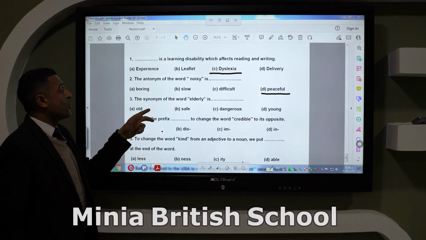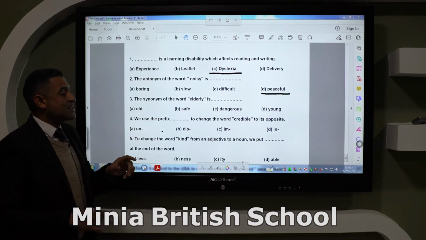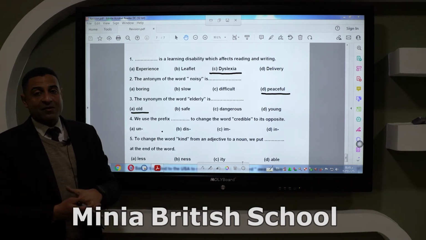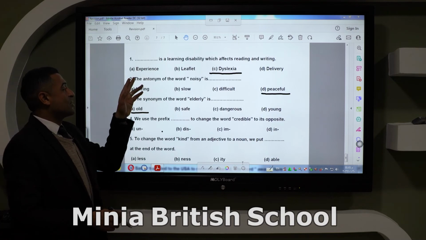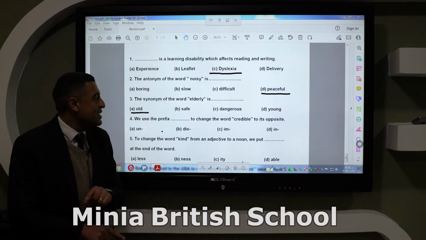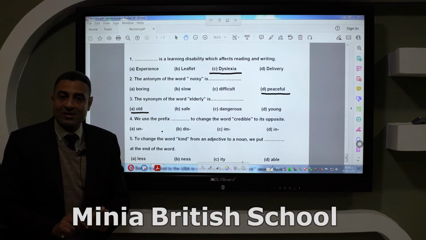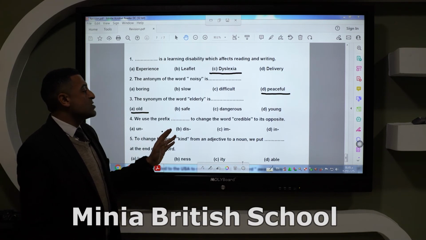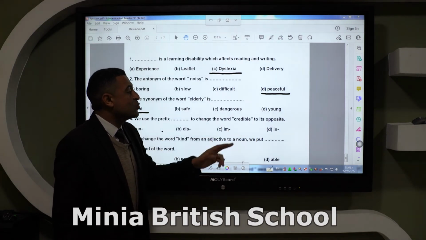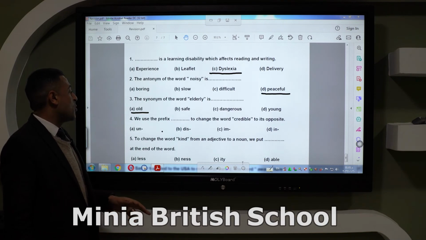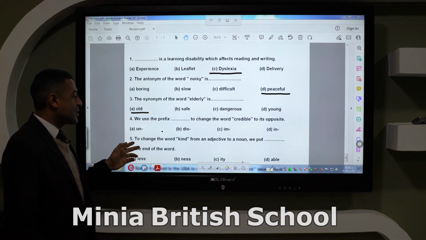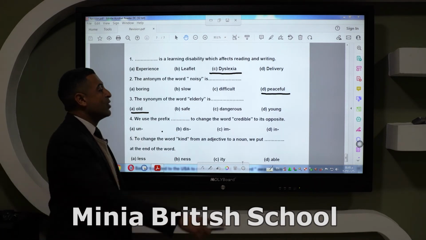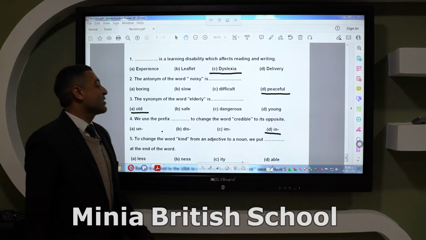The synonym of the word elderly is old. And I have to remind you that the word antonym means the opposite meaning and the word synonym means the same meaning. We use the prefix to change the word credible to its opposite. So the prefix, is it uncredible, discredible, incredible, or incredible? Of course, the answer is incredible.